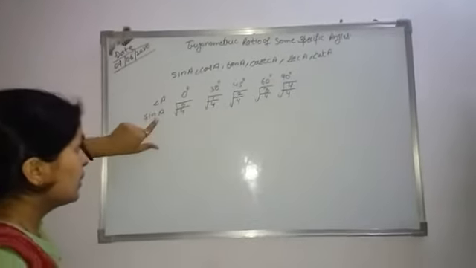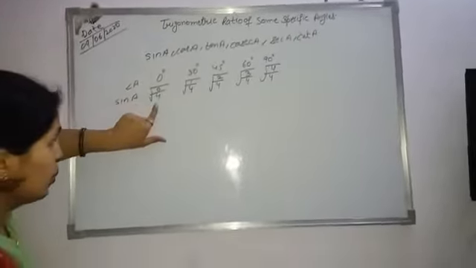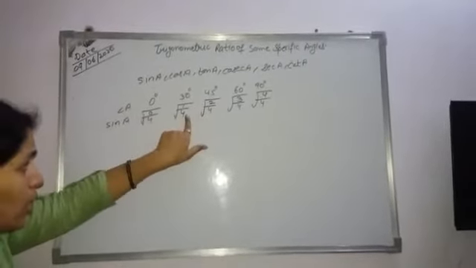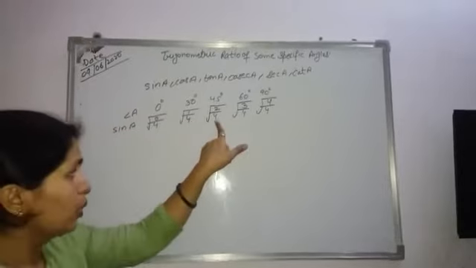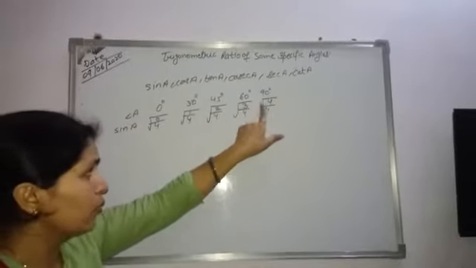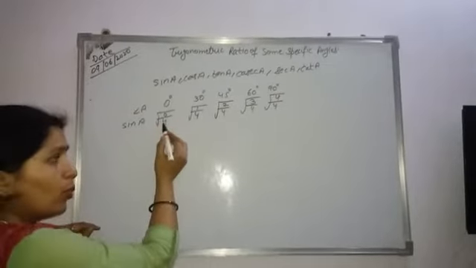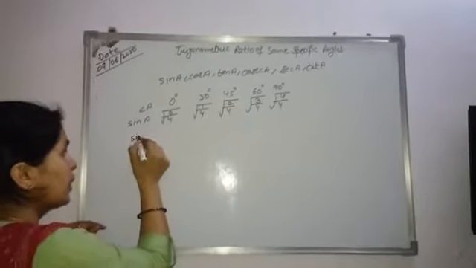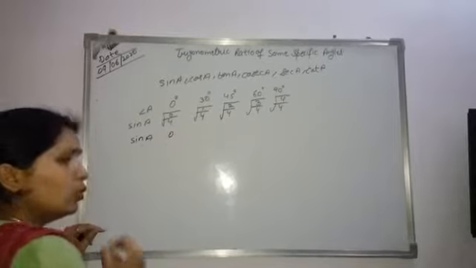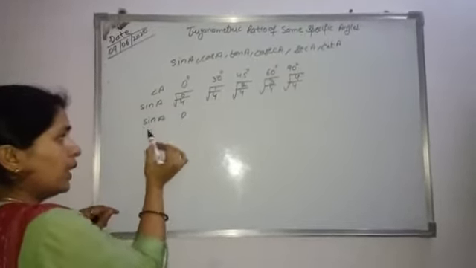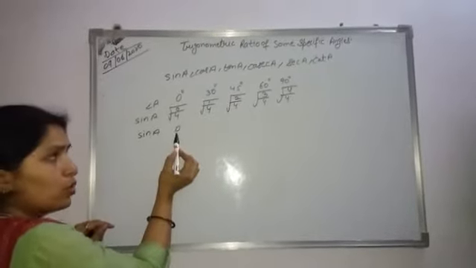Now first one is sine A. We can write this term as 0 divided by 4 and square root of this number, under root of 1 divided by 4, under root 2 divided by 4, 3 by 4 and 4 by 4. Now we know that if we divide 0 by any number, then that value is always equal to 0. So at angle 0 degree, the sine A value is equal to 0.